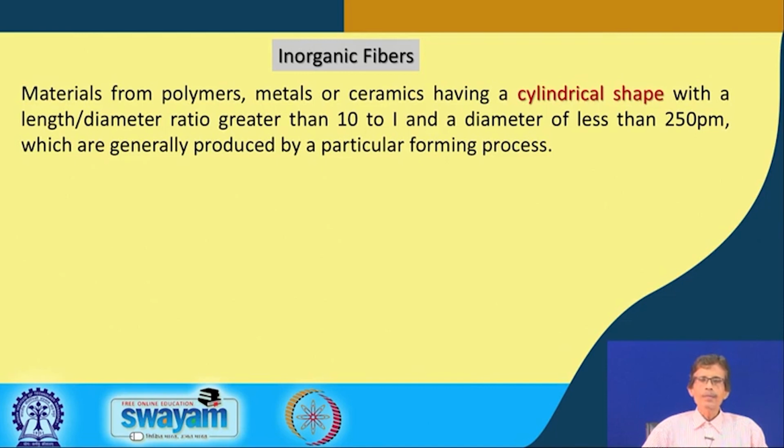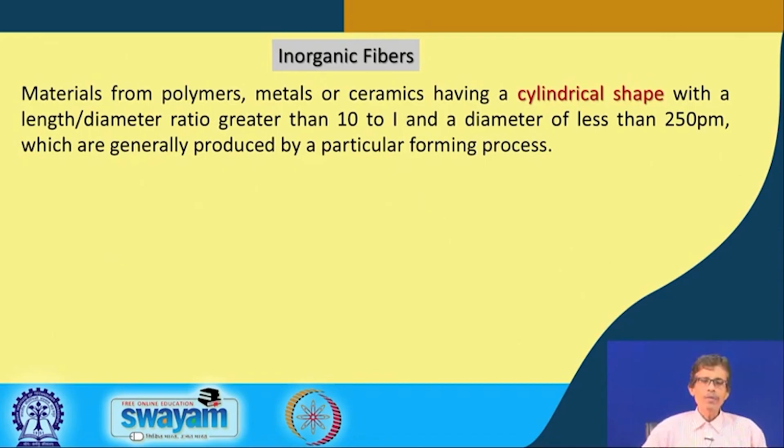So metals and ceramics, when formed in fiber form, thread form, can be used in a form of cylindrical shape, because threads, the fibers, will definitely have a cylindrical shape. The shape is typically a circular cylinder with a length to diameter ratio greater than 10:1. So when the length to diameter ratio means your length is 10 times higher than your diameter, and the diameter is less than 250 picometer.